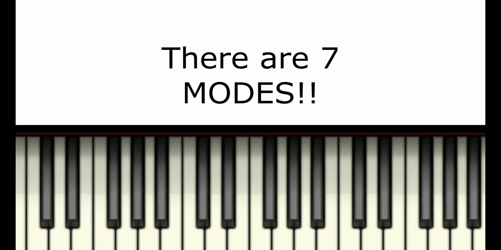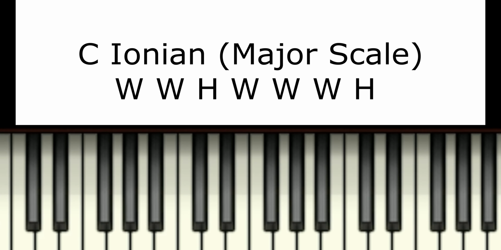Now you can do this same thing off of every note in the major scale. Therefore there are 7 modes of the major scale because there are 7 notes. And those modes are as follows. So the first one is going to be Ionian, or major as we know it.